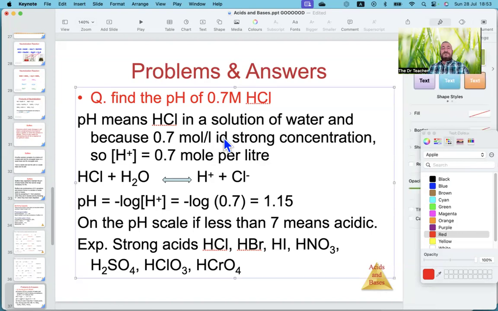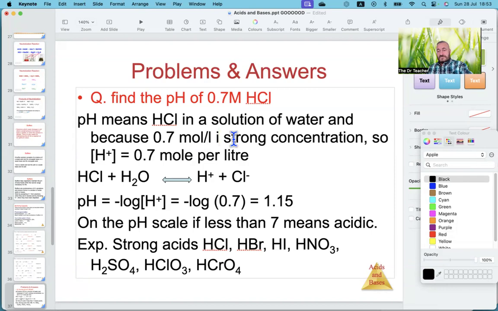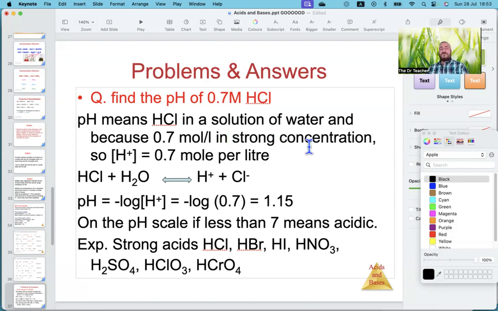So in strong concentration, okay, so we have HCl. 0.7 is too much, it is a big concentration. So it means the concentration of protons is 0.7 moles per liter.